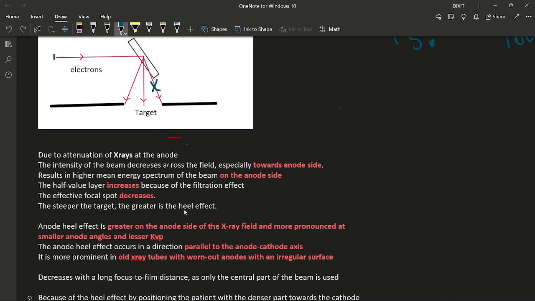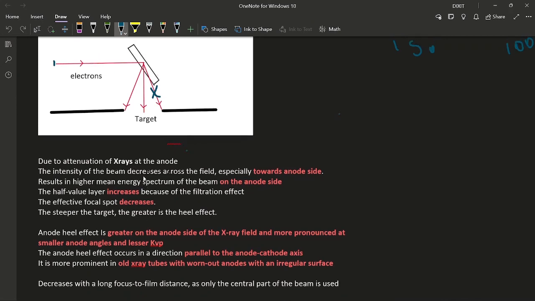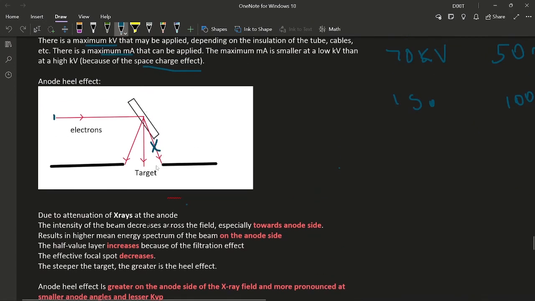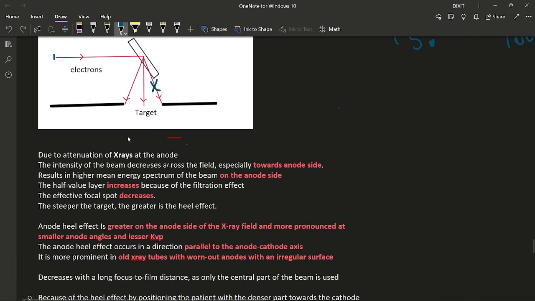The steeper the target, the greater is the heel effect, which means that the more perpendicular the anode is, the more will be the anode heel effect. Now the anode heel effect is greater on the anode side of the X-ray field and more pronounced at smaller anode angles and lesser kVp.